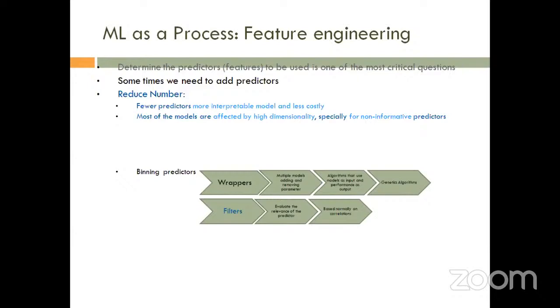Okay. So machine learning as a process, that is feature engineering: determining the predictors, that is the features to be used, is one of the most critical questions. Sometimes we need to add predictors and reduce the number, that is, fewer predictors give a more interpretable model, and it becomes less costly. Most of the models are affected by high dimensionality, especially by non-informative predictors. So for building predictors, you have the wrappers, that is multiple models, adding and removing parameters, as I already said. Then algorithms that use models as input and performance as output, that gives you genetic algorithms. Further, filters you will also be using. Anyway, you have to use it. They evaluate the relevance of the predictor, normally based on correlations.